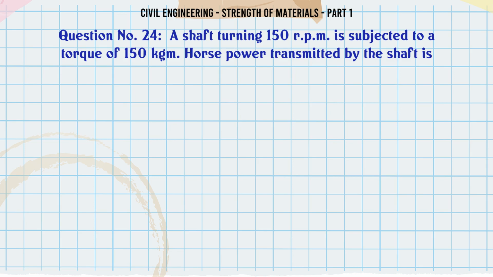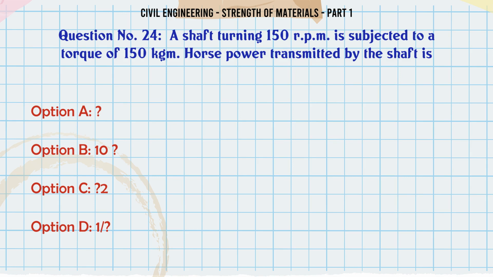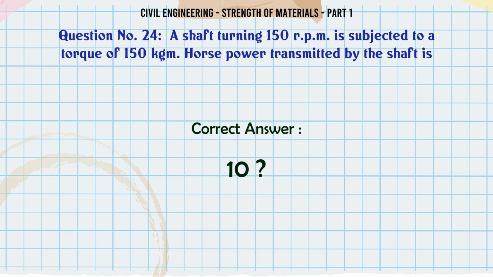A shaft turning 150 rpm is subjected to a torque of 150 kgm. Horsepower transmitted by the shaft is A. 20, B. 10, C. 2, D. 1. The correct answer is 10.